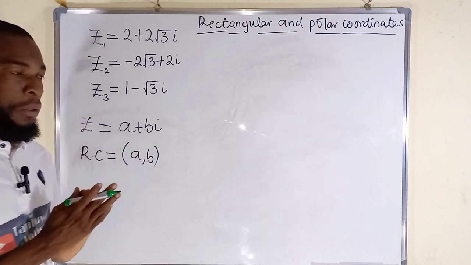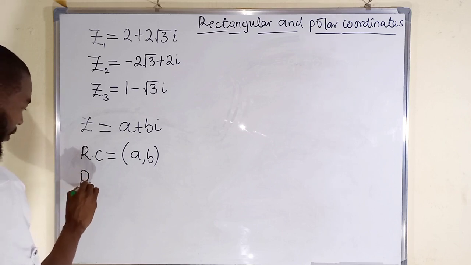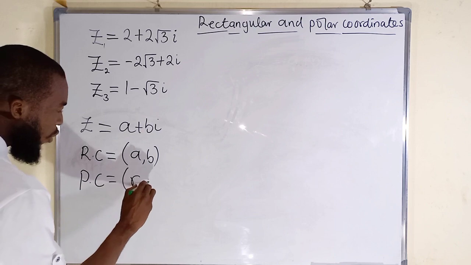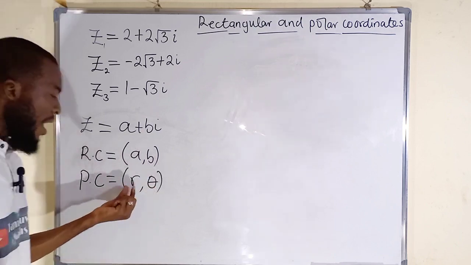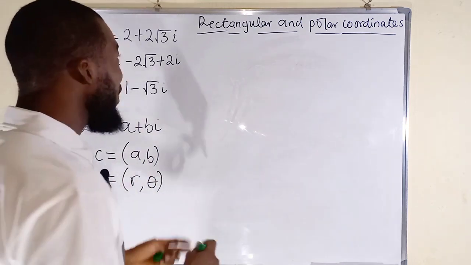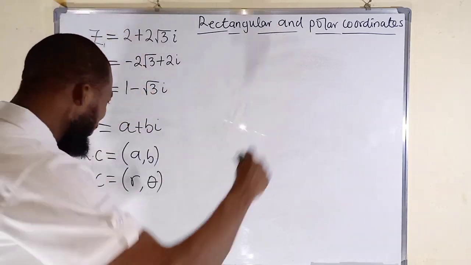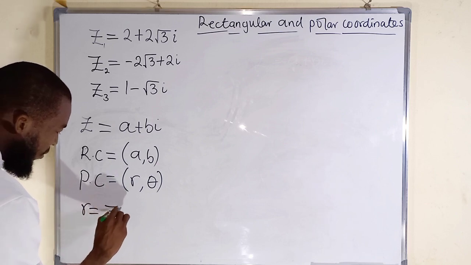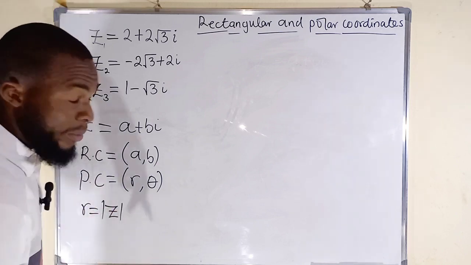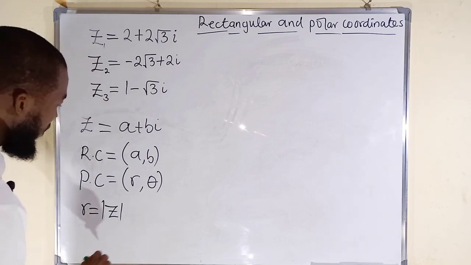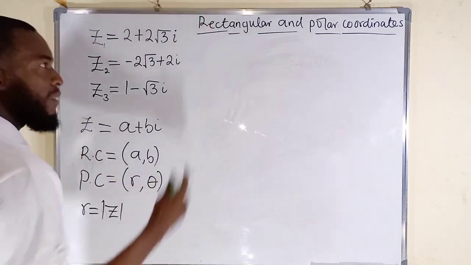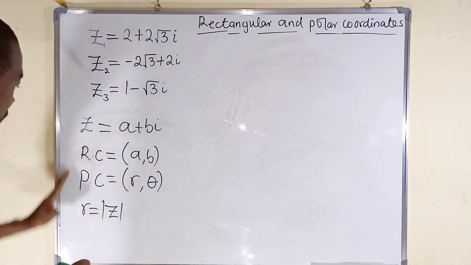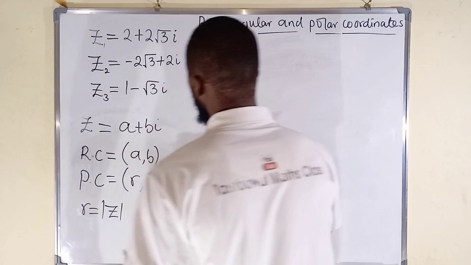As simple as this. But polar coordinate is just what? (r, theta). r is what? The modulus of z, and we have learned how to find the modulus of z. It's just the distance, right? So r is equal to the modulus of z. By applying the Pythagorean rule, you'll be able to find this. And theta is the angle subtended while you're heading to that complex number. So now let us use this information to find the solution to these problems.